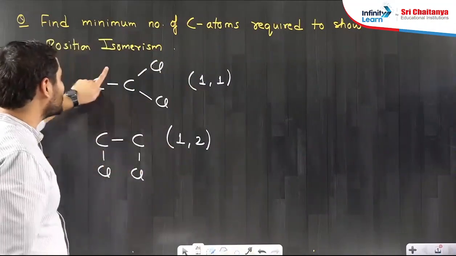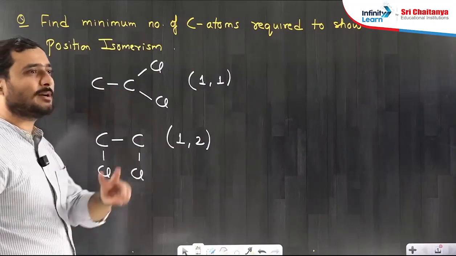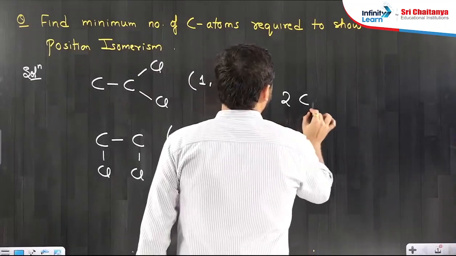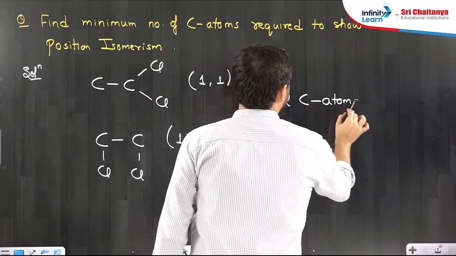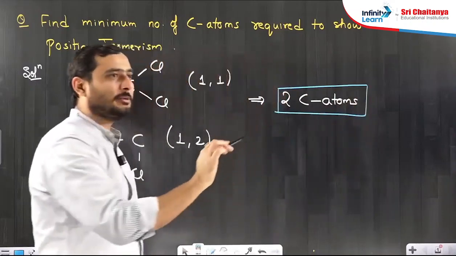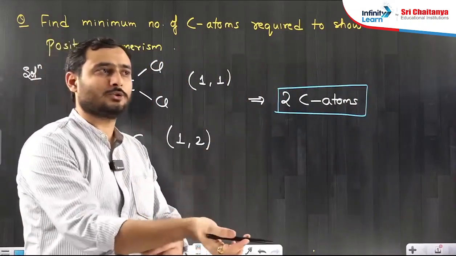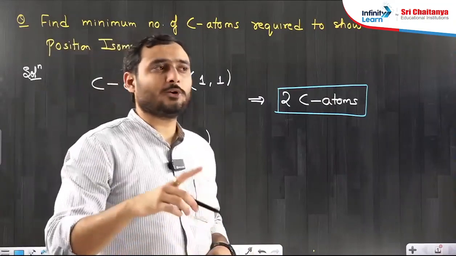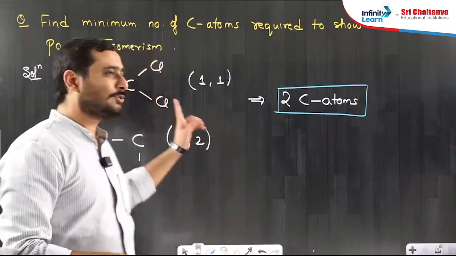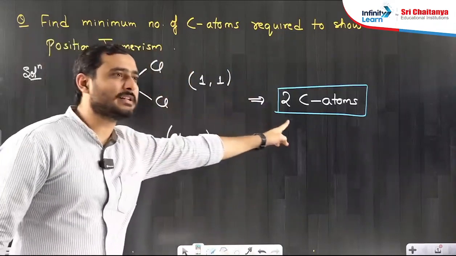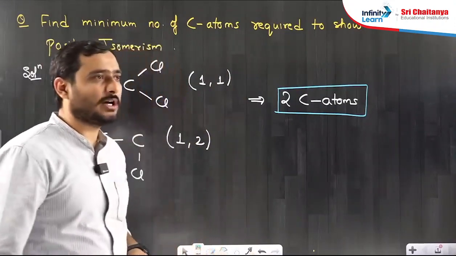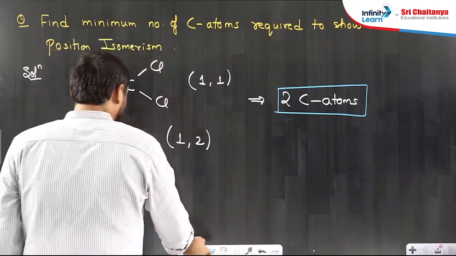So what is the answer for this question? How many minimum carbon atoms are present? 2 carbon atoms. Remember this, the answer will be 2 carbon atoms. If I modify this question to ask how many minimum carbon atoms are required to show position isomerism having only one substituent, then the answer will be 3 carbon atoms. But if they ask only to show position isomerism, then the answer is 2 carbon atoms. Clear? Any doubt in this? So let us move to the next question.